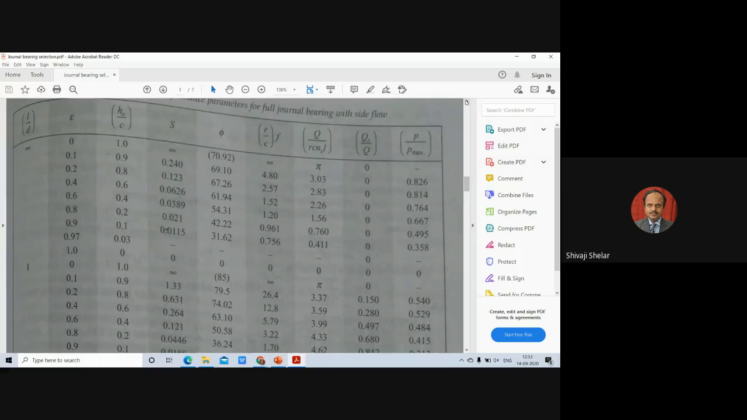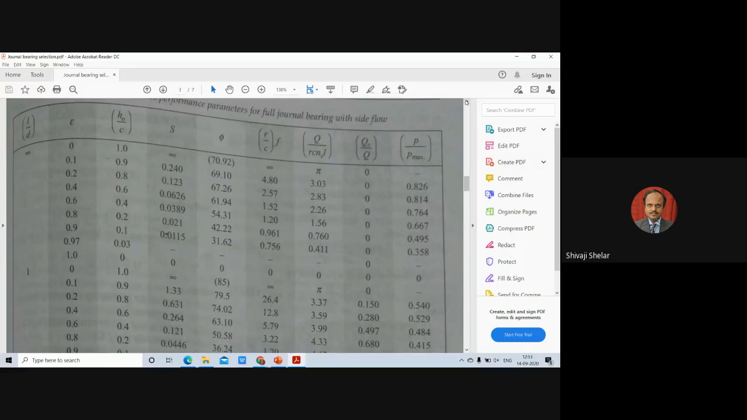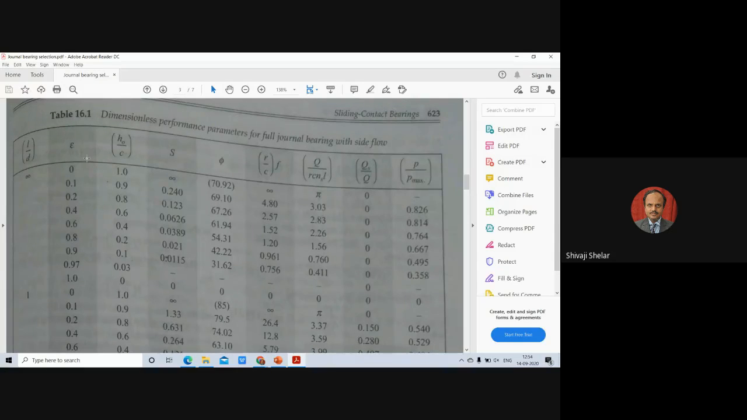There is the possibility you can use L by D equal to 3 by 4 also, but it becomes a non-standard geometry. So standard geometries are L by D equal to infinity, L by D equal to 1, L by D equal to 1 by 2, and L by D equal to 1 by 4. Based on that, you may have your epsilon, that is your eccentricity ratio. I already told that when your epsilon is equal to 0.1, h naught by c is equal to 0.9, the addition of these two should be equal to 1. They are complementary to each other. So if you know either epsilon or h naught by c, you can determine the other value.